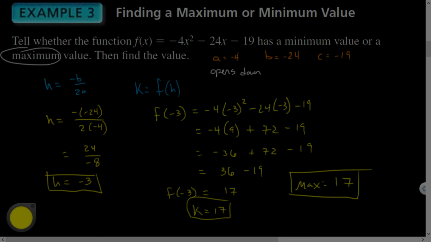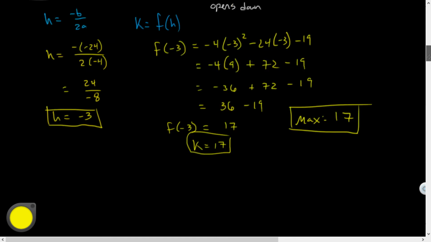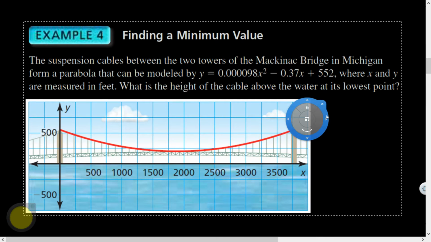Sorry, what was your question? Negative 3, 17 is the vertex. They just wanted the maximum, so I just said 17. But you're right, that is where the vertex would be. So you can now answer some interesting questions like that.